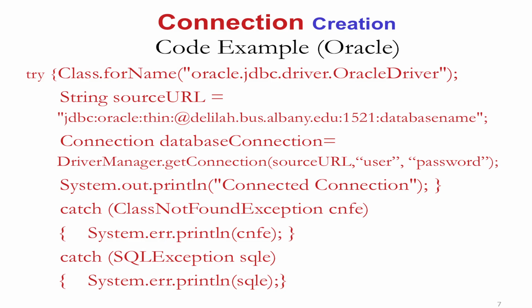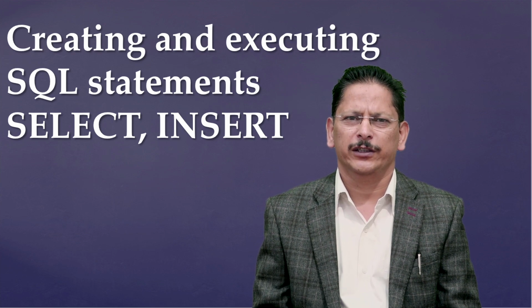And another catch block, that is SQL exception, SQLE, the object of this SQL exception. So for any other type of error it will move to this SQL exception, and System.out.println will display this SQLE, the problem which may be different from the class not found exception. So these are two catch blocks here, and we can mention more catch blocks in this program. And this is the complete data connection establishing code in JDBC.